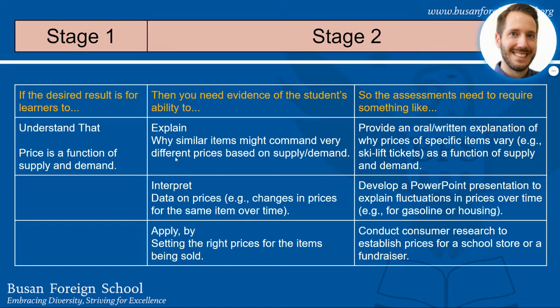So if I'm in an economics class and the end goal is that students will understand that price is a function of supply and demand, I had to think about the different types of thinking that students will need to demonstrate in order to learn and master that standard. So some of these will be simple order thinking skills like explain, and some of them will be higher order thinking skills like interpretation or application.